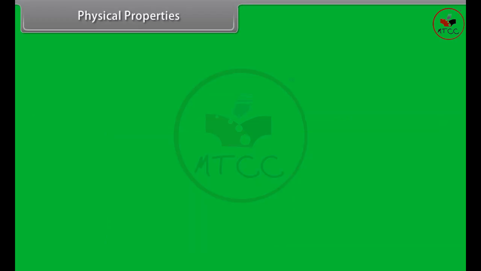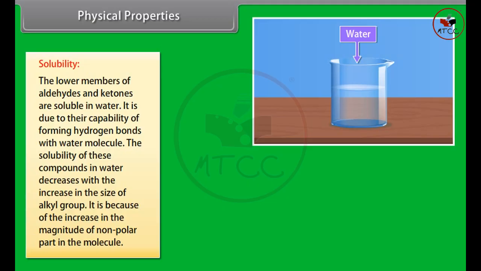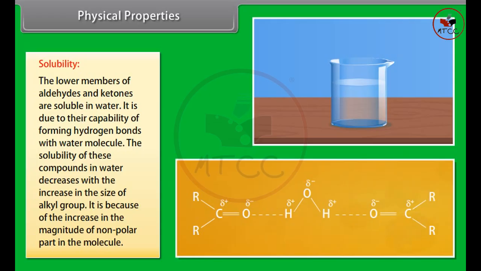Physical properties. Solubility. The lower members of aldehydes and ketones are soluble in water. It is due to their capability of forming hydrogen bonds with water molecules. The solubility of these compounds in water decreases with the increase in the size of the alkyl group. It is because of the increase in the magnitude of the nonpolar part in the molecule.